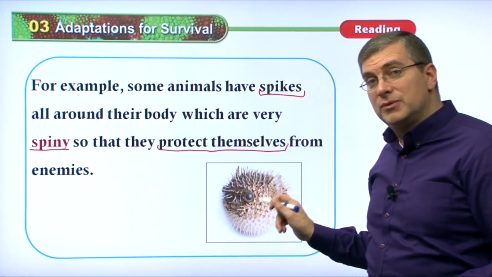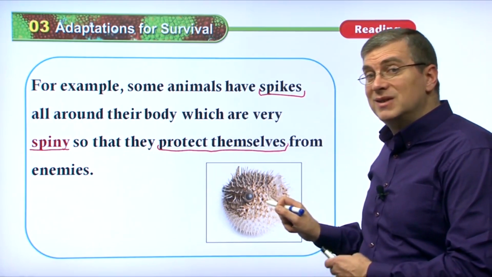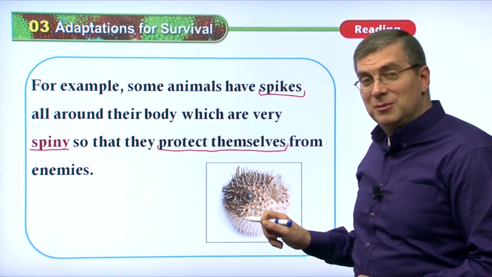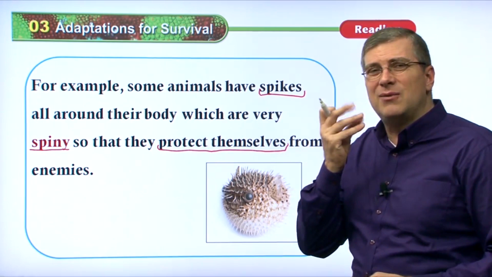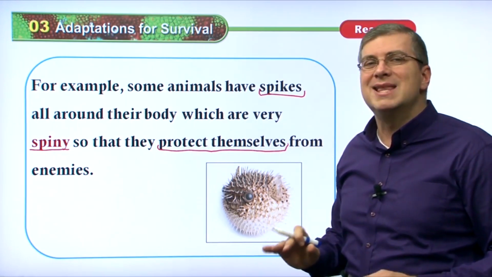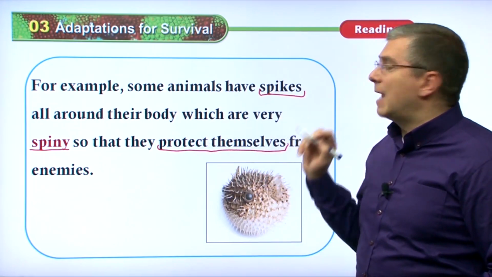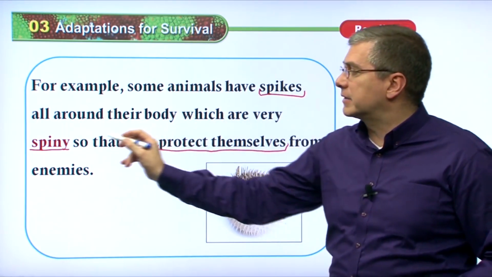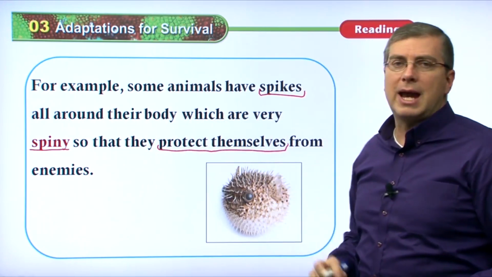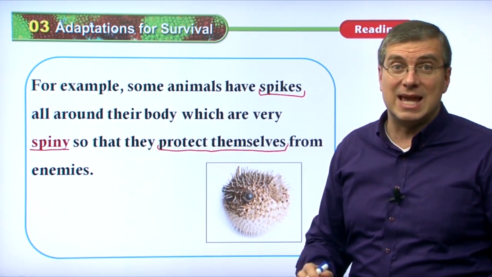So if a shark comes along, the shark does not want to eat this puffer fish because that will hurt. Ow, it's like having a ball of needles. You don't want to eat that, right? So they will protect themselves by adapting their bodies, growing spikes. They are spiny so that other animals don't want to eat them.